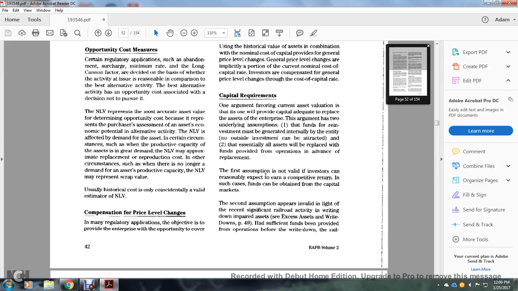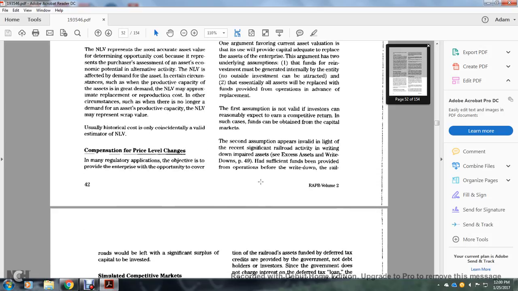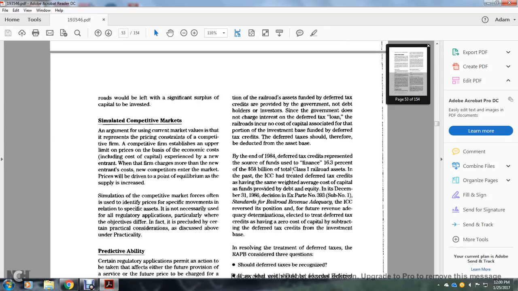Investors are responsible, or reasonably expected, to earn a competitive return, in which case the funds can be obtained for the capital replacement. The second assumption appears to be invalid in light of the recent significant railroad activity. Writing down impaired assets, with the asset write-downs, had sufficient funds provided by the operation for the write-down of the railroads. The roads, when they were left, had a significant surplus of capital to be invested.